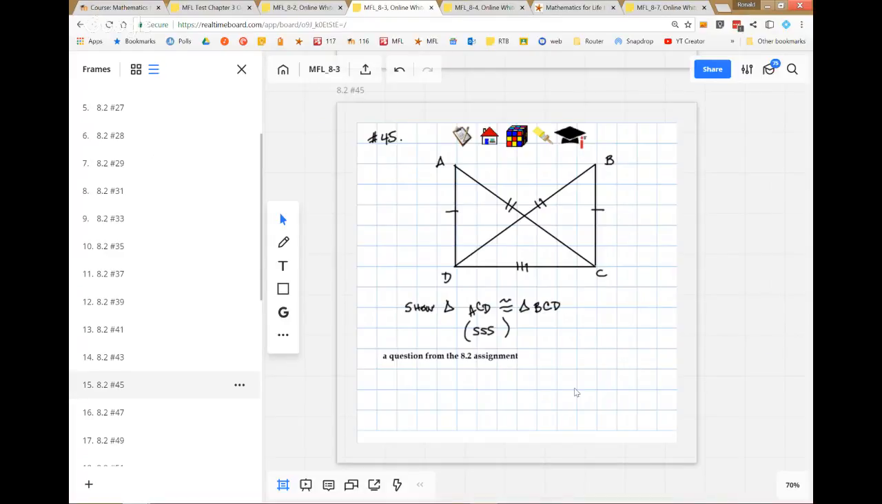Okay, so they match up. AD matches with BC, AC matches with BD, and they both have the same bottom, DC. So therefore, all 3 sides match up. That's enough to prove congruence. We used to call that side, side, side in geometry. That's what the S is.